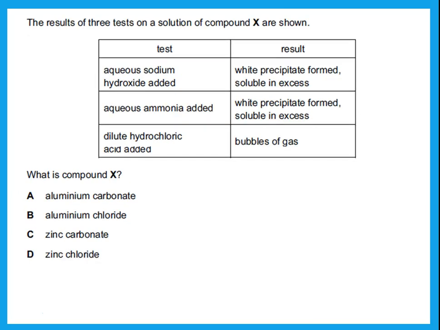Okay. The results of 3 tests are shown. He put aqueous sodium hydroxide and he got white precipitate soluble in excess. He added aqueous ammonia and he got the same thing, white precipitate soluble in excess. Now, which one did we say gives white precipitate soluble in excess with both sodium hydroxide and aqueous ammonia? That was the test for zinc. Okay, dilute hydrochloric acid added and he got bubbles of gas, and we said if I add acid and I get bubbles of gas, that is the test for carbonate. So this is zinc carbonate.